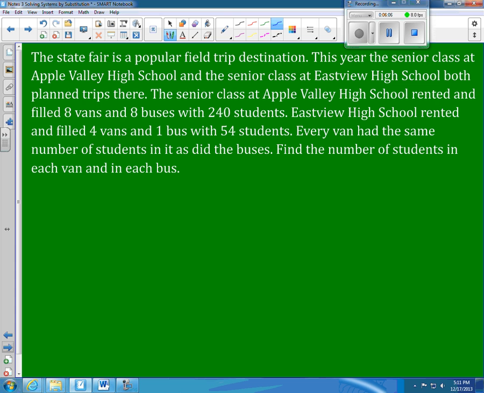Every van had the same number of students as did the buses, sorry. Find the numbers of students in each van and bus. So let's call x our vans and y our bus. All right, so let's find our situation for Apple Valley High School. They had 8 vans and they had 8 buses.